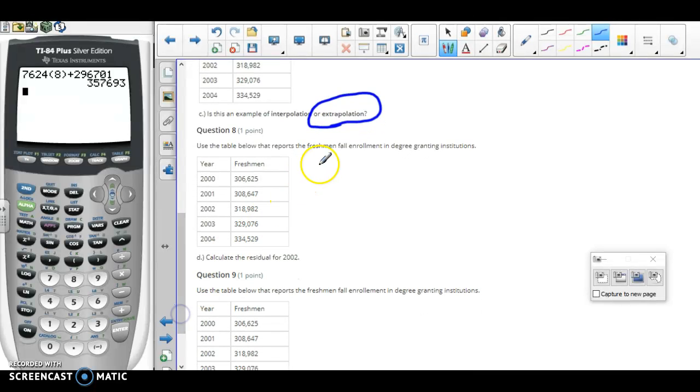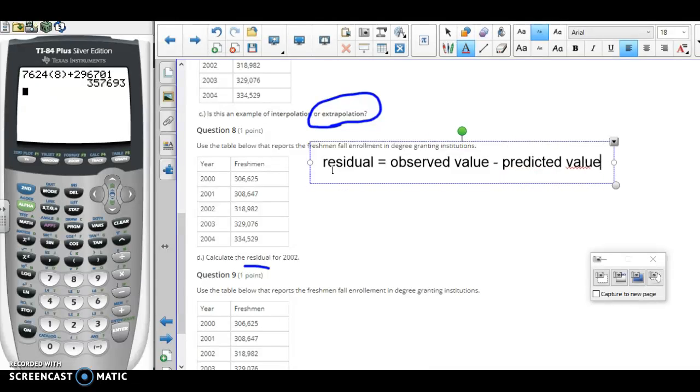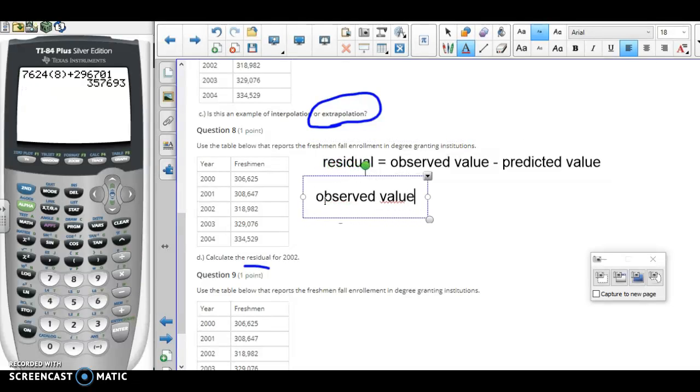Question 8, let's see, calculate the residual. So we learned about how to find the residual, or we will learn, is equal to the observed value minus the predicted value. Okay, so let's figure this out. So we've got to figure out, well, what's our observed value? Okay, observed value, and that would be right here in the table. We have 2002. That's going to be right here, 318,982.